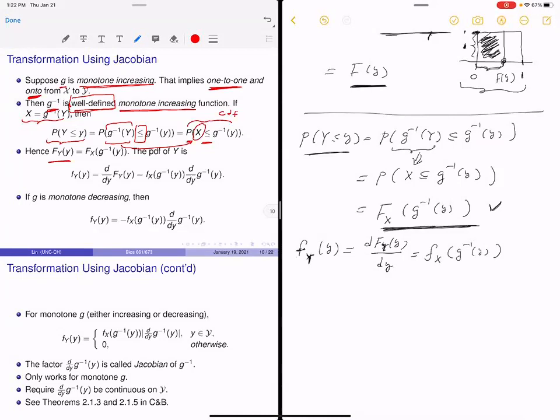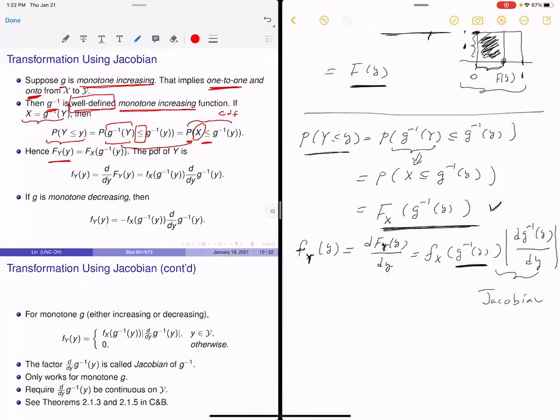Did I finish? No, right? You see what I'm doing: the inside is not only y, it's a function of y. If the inside is a function of y, what would you do? Chain rule. This is the chain rule you need to do. And then make sure to put the absolute value right here to keep your PDF positive. This factor is nothing but what's called the Jacobian.